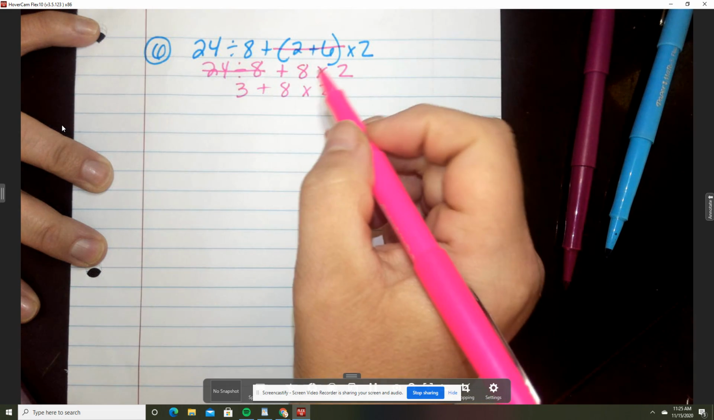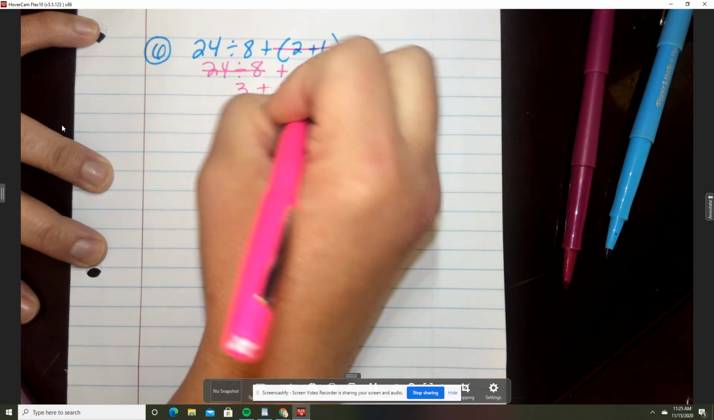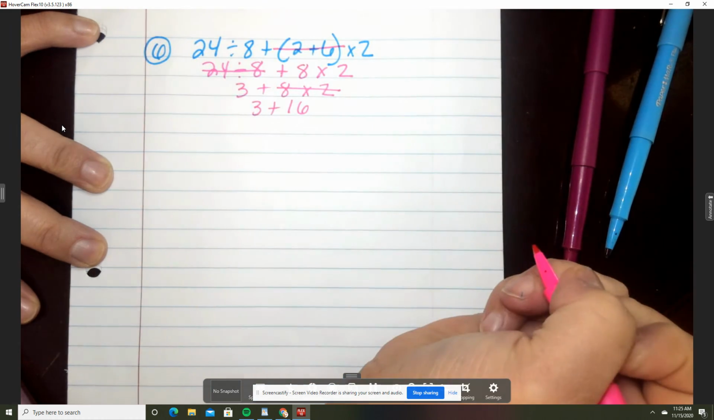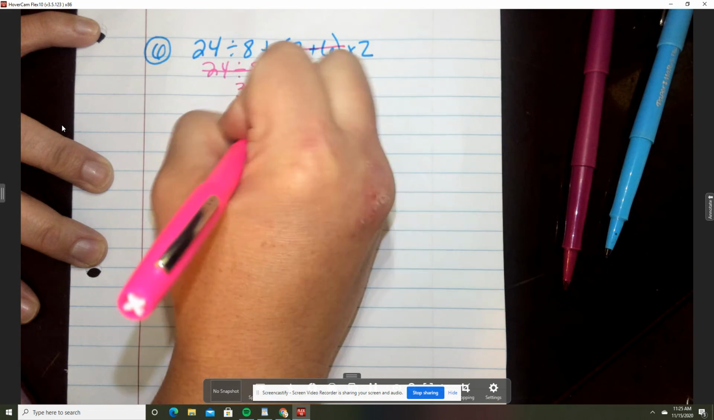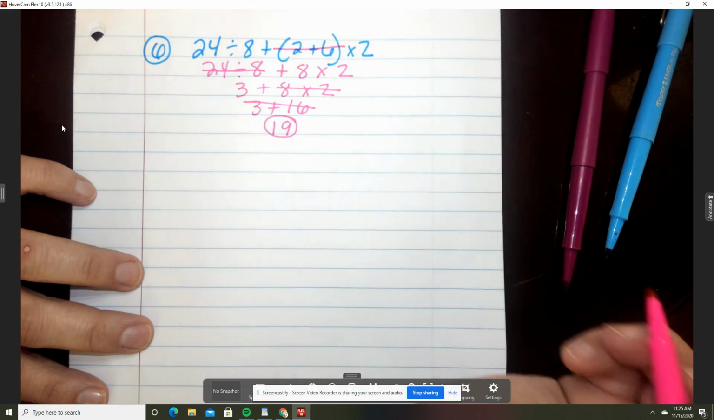All right, well, I have got a multiplying sign, so I'm going to do 8 times 2, which is 16. And 3 plus 16 is 19. Circle your problem. Again, I have an upside down triangle.